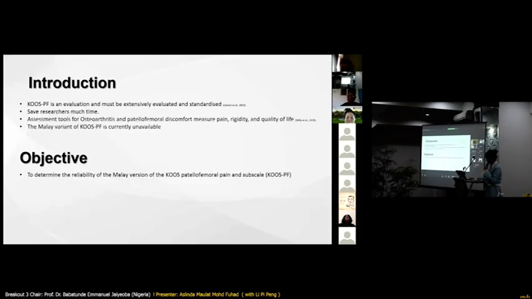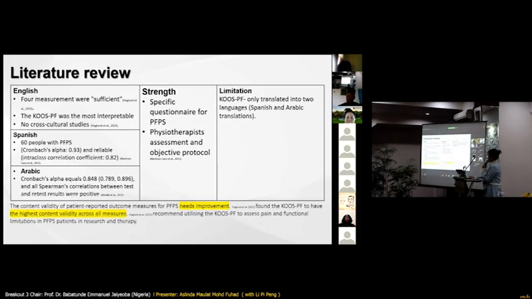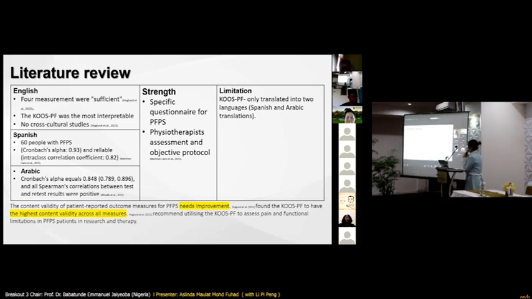Okay, so now this is my literature review. As you can see, this is translated from the original English, and then we have Spanish and we have Arabic. All of these have their strength, which is that they are specific questionnaires for patellofemoral pain syndrome. And we physiotherapists use it as an assessment and objective protocol. But the limitation of this AQoL PF is that it has only been translated into 2 languages, Spanish and Arabic.